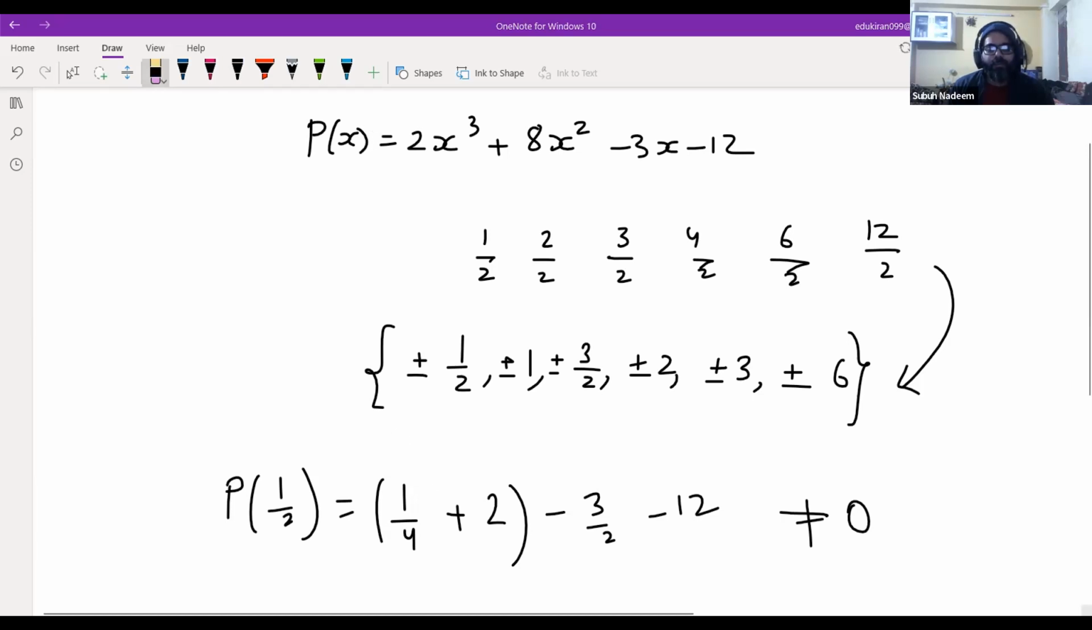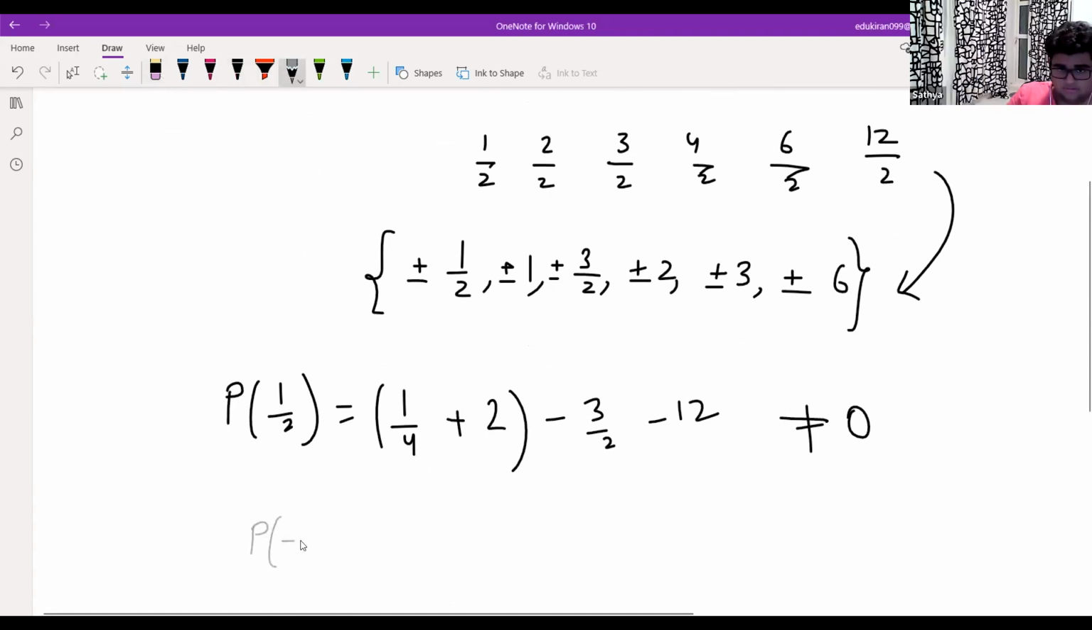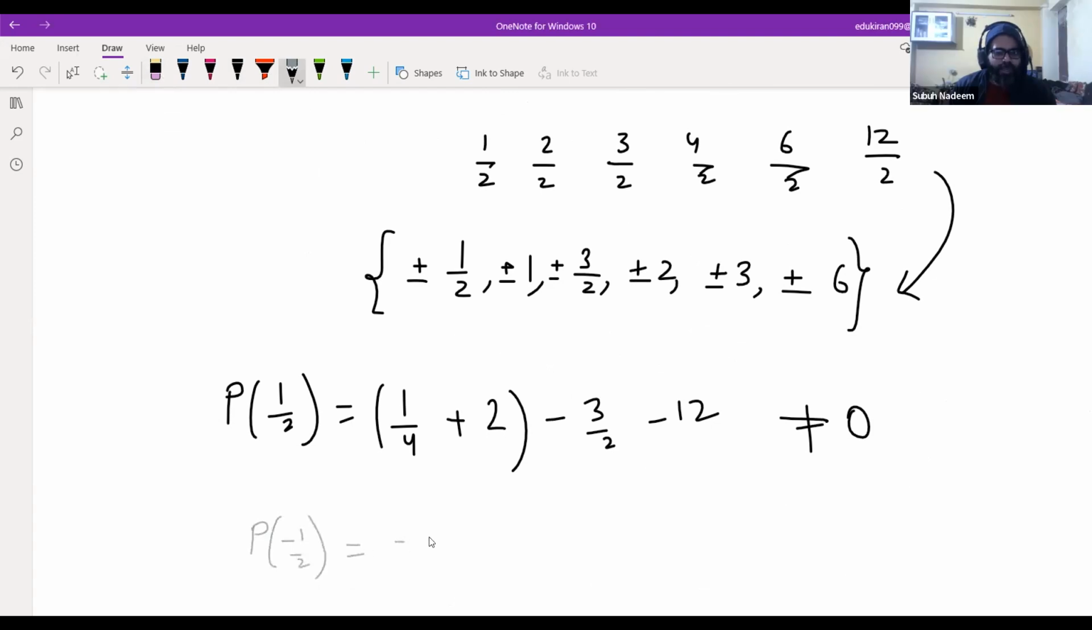Is it okay? Yeah. So should I do minus 1 by 2? It will not be the same, but it will also not be the root. If you put minus 1 by 2, the cube term will become negative. The square will remain as it is because it does not affect the sign. Then this will be plus 3 by 2 and this will be minus 12. So still the negative, minus 1 by 4 and minus 12, is way too big compared to 2 and 3 by 2. So still it will not be equal to 0.